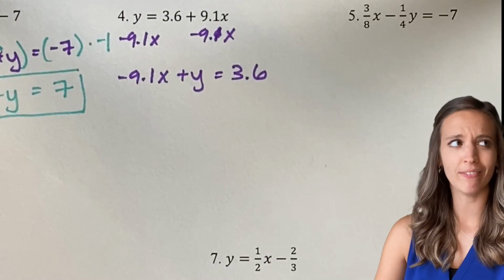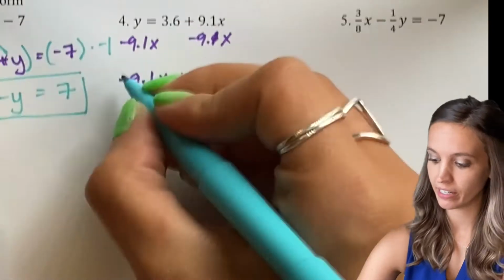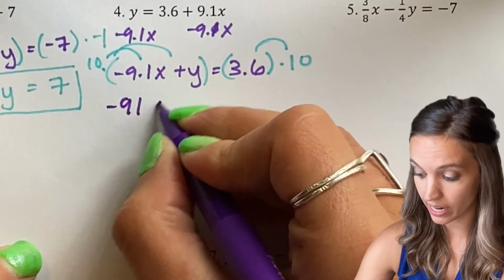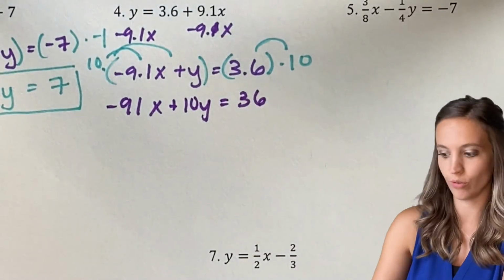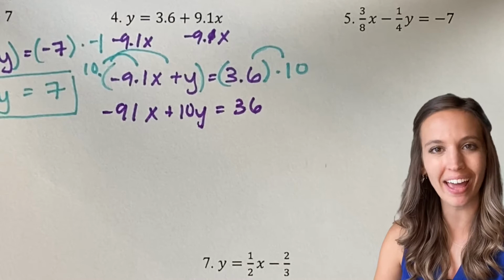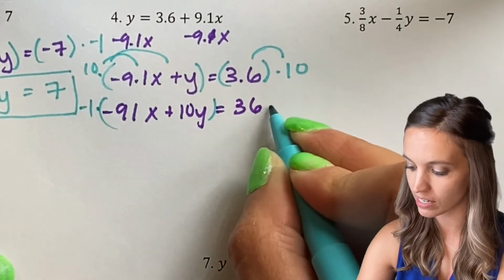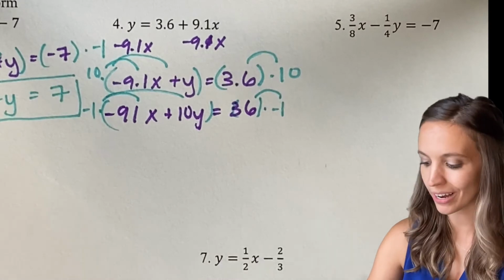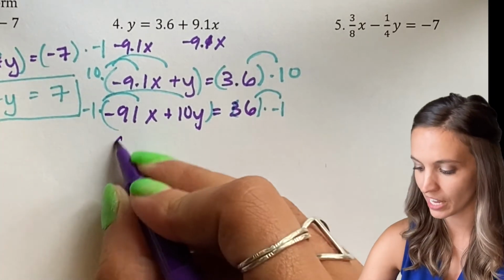Oh, well, negative 9.1, that's just negative 9 1/10, so I just multiply by 10. Negative 91x plus 10y equals 36. Woo! No decimals anymore, and I have all integers. Still have that negative a though, so I'm gonna go ahead and real quick multiply by a negative 1 so that I have a positive a in front. Darn it, if I would have noticed, I could have multiplied by negative 10 up here instead of having to multiply twice. Bummer. Either way's fine.